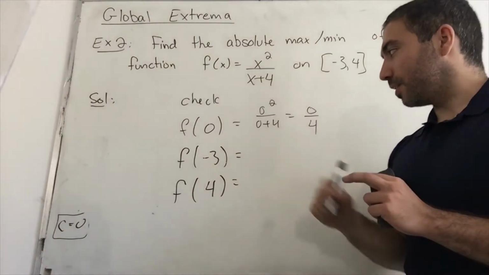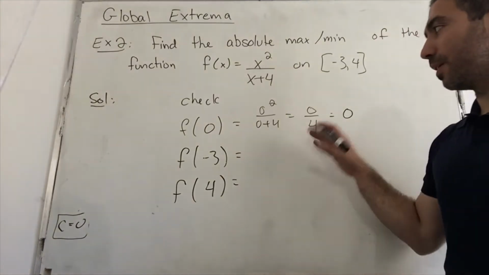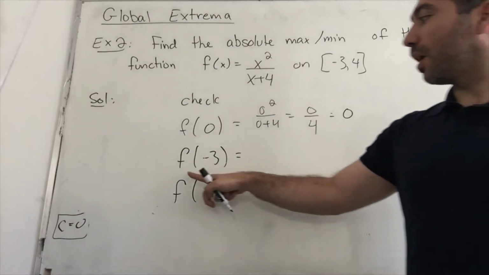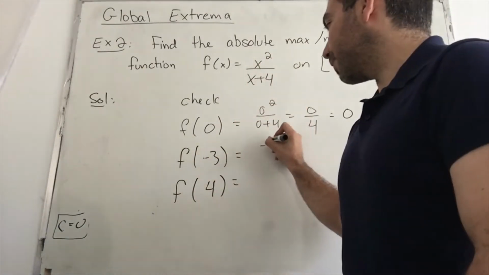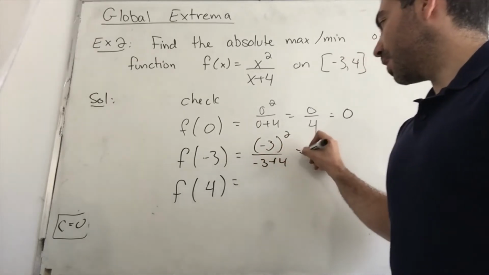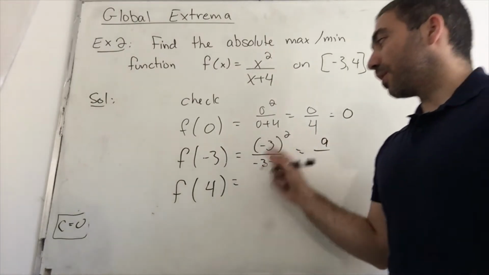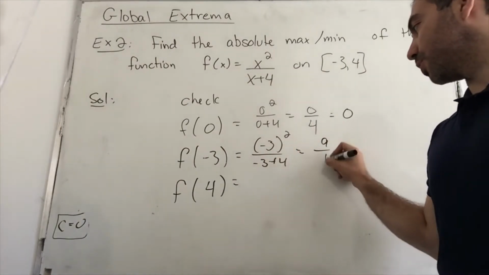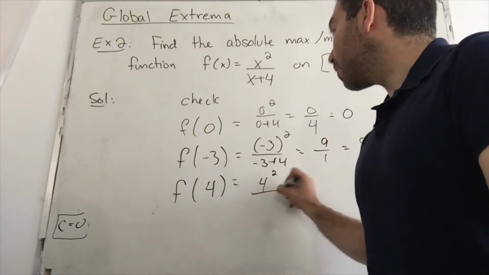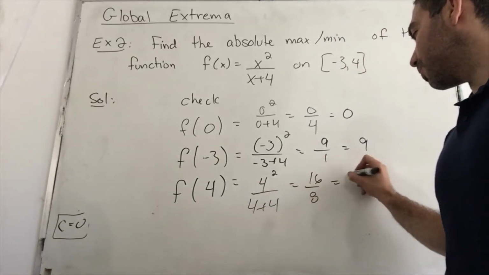So this is just 0. Okay, it's not infinity. It's not undefined. We have 0, which is being divided by a number. This is just 0. Okay. F of negative 3, let's plug in negative 3 into here. So it gives us negative 3, put it in brackets, squared over negative 3 plus 4. Negative 3 in brackets squared is positive 9. Don't get confused with that. And then negative 3 plus 4 is just 1, so this gives us 9. And then f of 4 is 4 squared over 4 plus 4, giving us 16 on 8, which is 2.